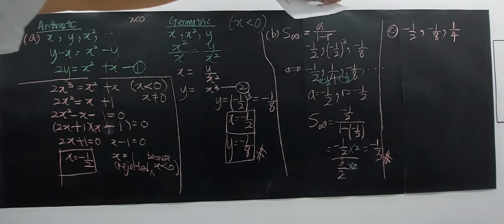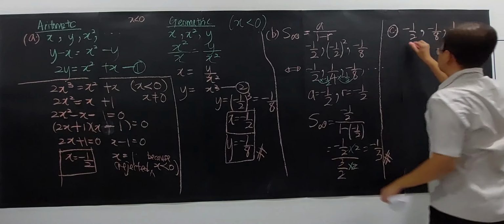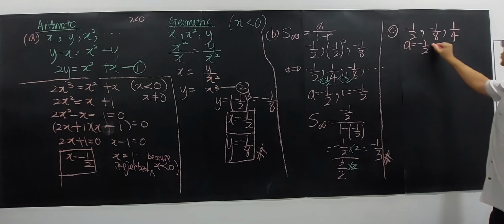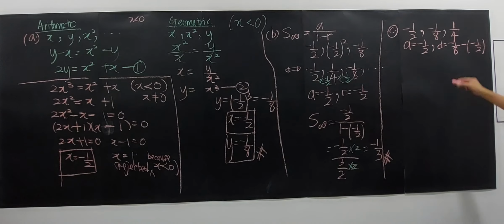So it doesn't matter, as long as we want to find the value of a and the value of d. The first term for this arithmetic series will be negative 1 over 2, and the common difference will be the second term minus the first term. So you're getting negative 1 over 8 plus 1 over 2, so you can times 4. Negative 1 over 8 plus 4 over 8, you will have 3 over 8, right? Your d will be 3 over 8.